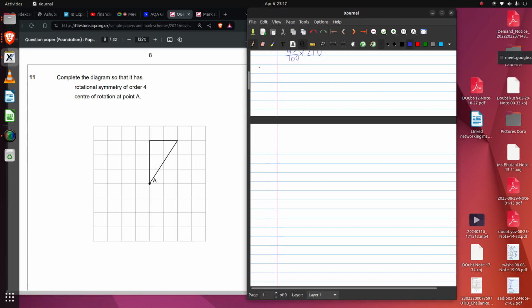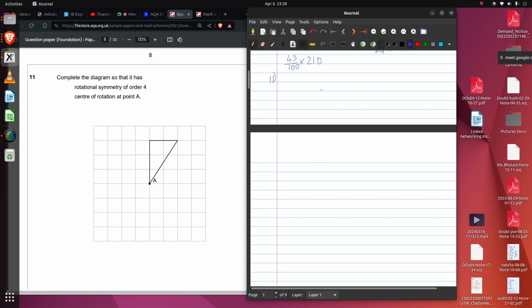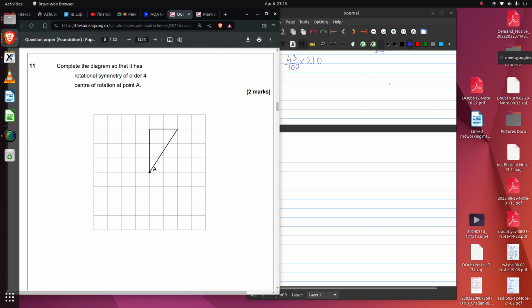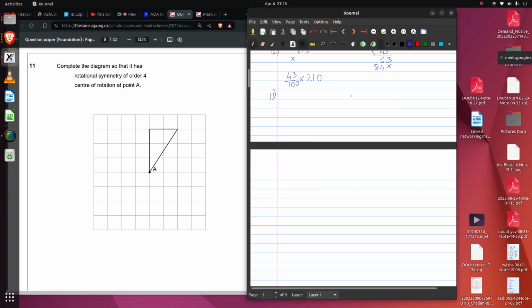What is this? Like, you know, rotation, 4 to 4. What does it mean? It means that I can rotate it 4 times before it comes back to the original position. When I rotate it 4 times, it will have the same shape. The look will be the same.